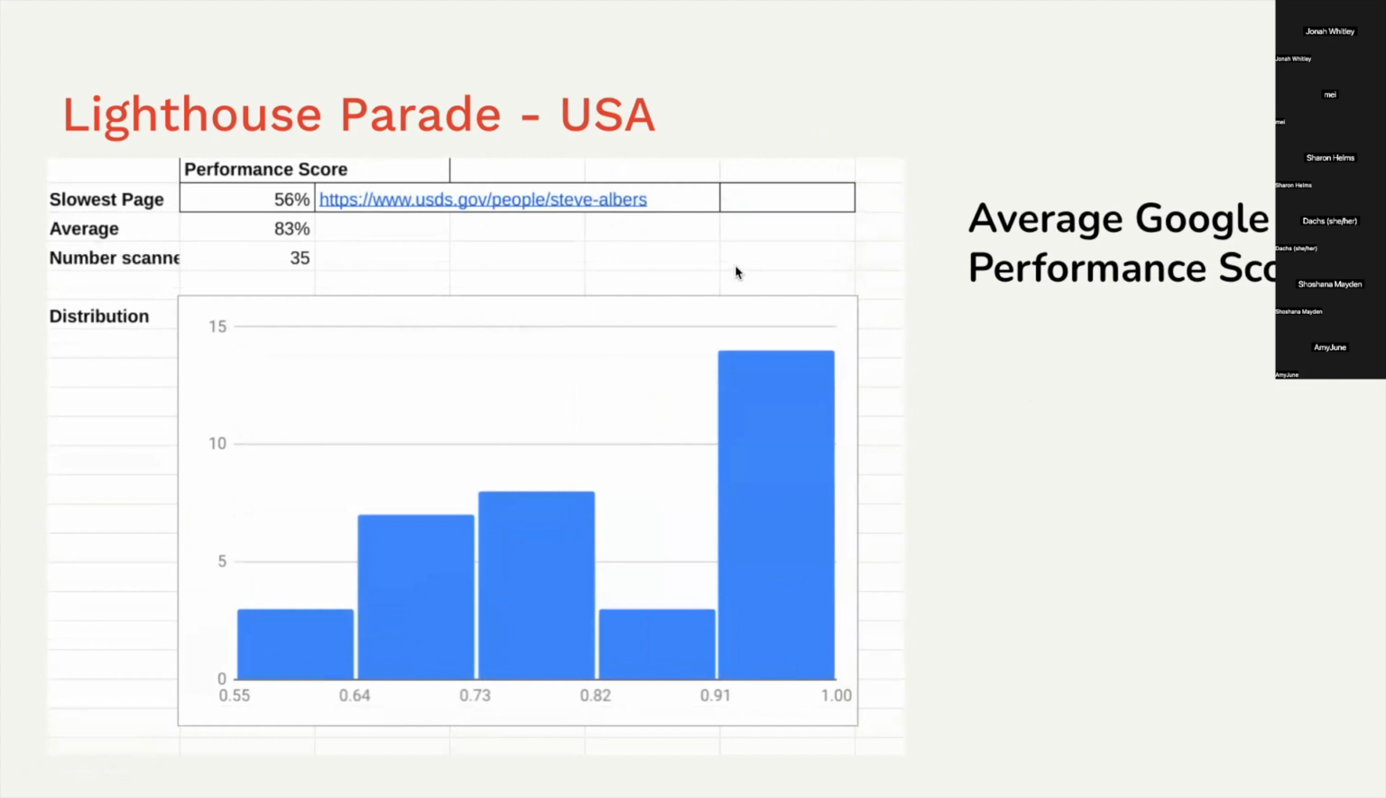There's also this one, looking at the USDS, and this is much better. 83% is the average for this site, for the 35 pages I scanned here. And I'm not sure why Steve Albert's page is so much slower than all the others, but again, these are ways to pick out the slower pages that are showing up in a crawl of websites. You're not only looking at the home page, but at a range of pages that a user might interact with.